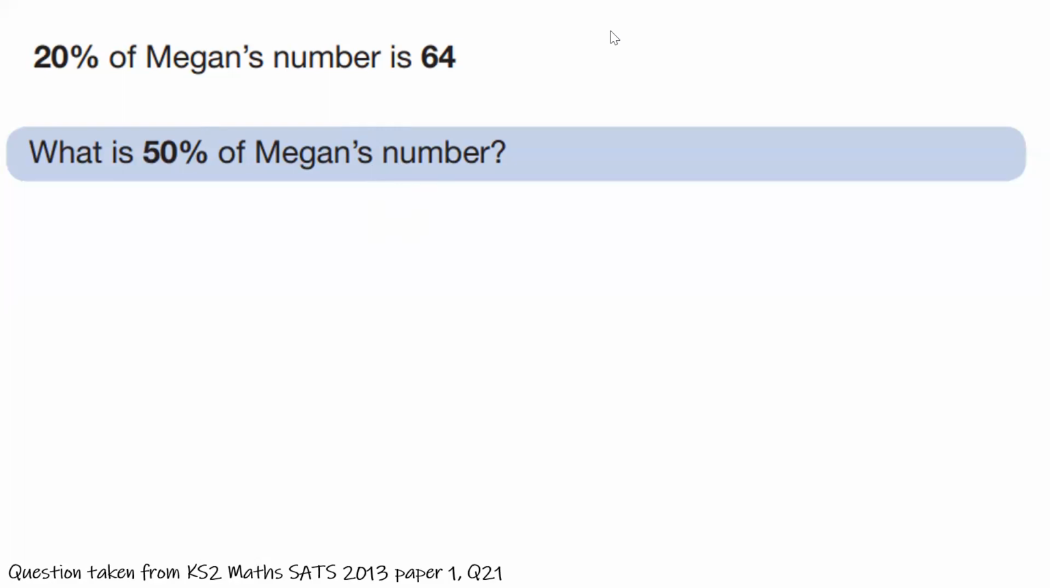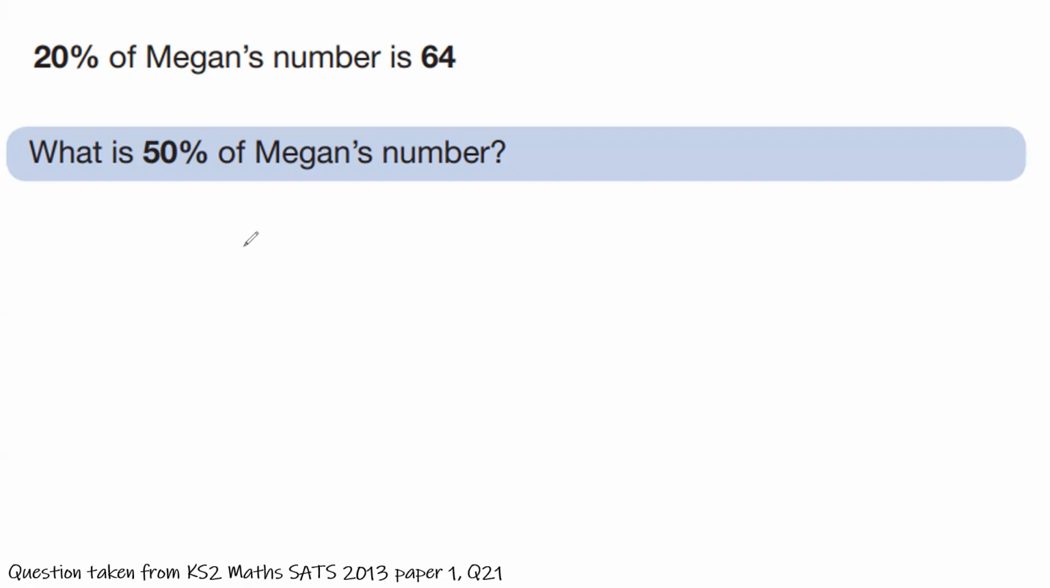So let's get started. This first question says 20% of Megan's number is 64, and it wants us to work out what 50% of the number is. Again, there are multiple different ways that we can use to work this one out. I'm going to show you a couple of ways that I think are the easiest methods. They're both quite similar, and it really doesn't matter what method you use, as long as you get the right answer at the end. There are many different ways of doing this question.